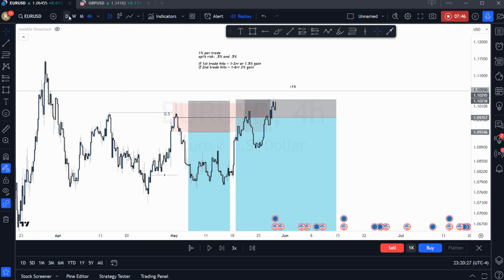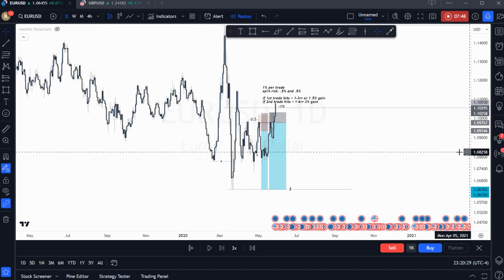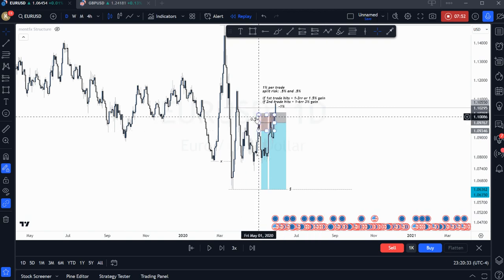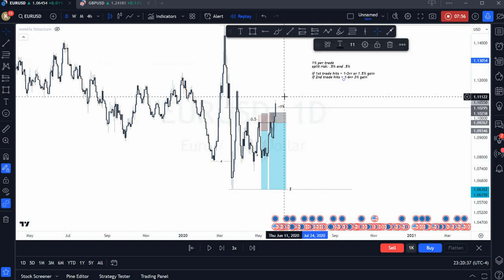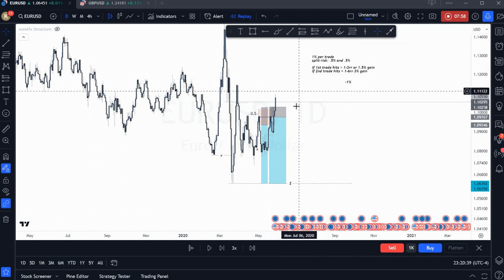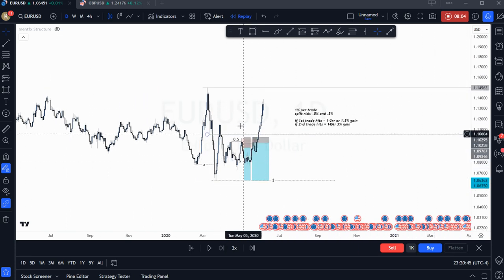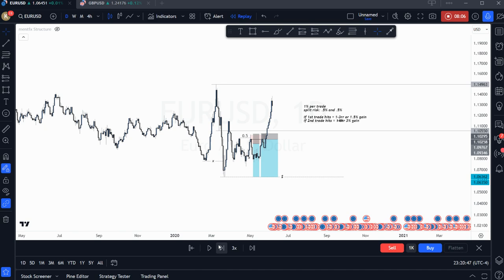Let's see. We'll go back out in the daily. Equal highs in here swept. I don't know how far it's going up. Get these out of the way and just keep tracking it. So that's fine. That's minus 1.